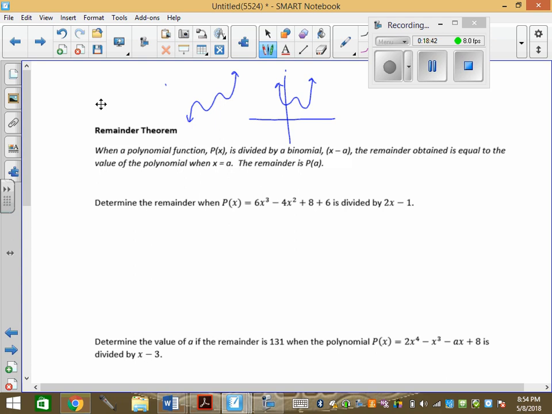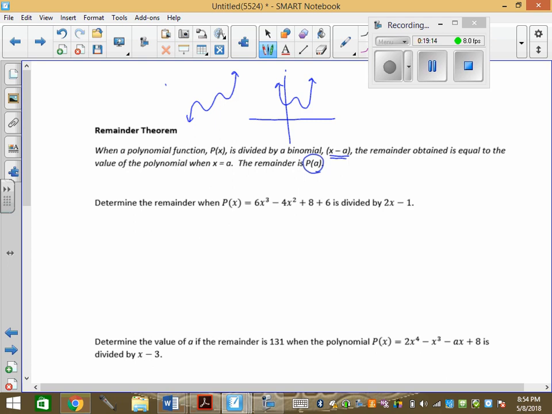So the next thing we went through was remainder theorem. Remainder theorem states when a polynomial function p of x is divided by a binomial, x minus a, the remainder obtained is equal to the value of the polynomial when x equals a. So basically, if I take this and solve for x, and I plug it in for all the x's, being p of a, I'll get the remainder. So using remainder theorem only gets you the remainder. It's also helpful if they give you the remainder and they give you the divisor and they're missing a value. So we're going to go through that.